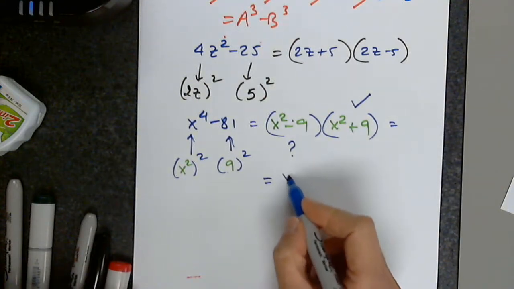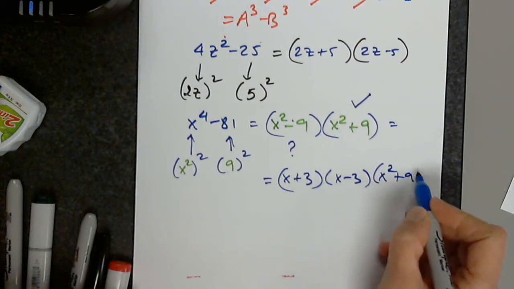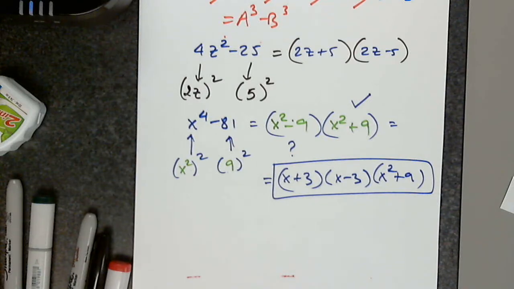x minus 3x plus 3. Very good. x plus 3, x minus 3, x squared plus 9. And now this is completely factored, fully factored, and no one can do anything else.